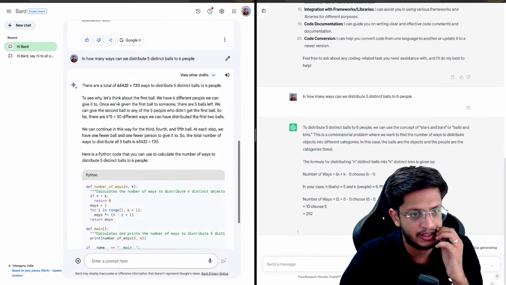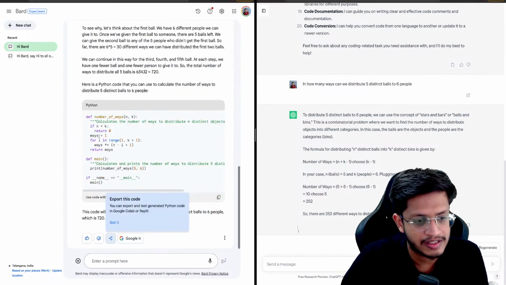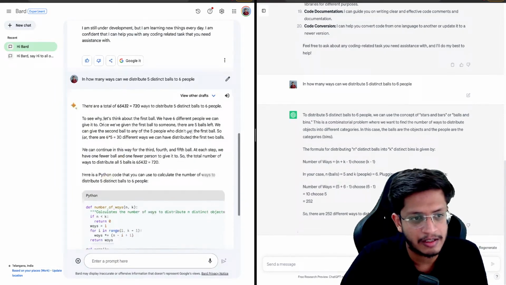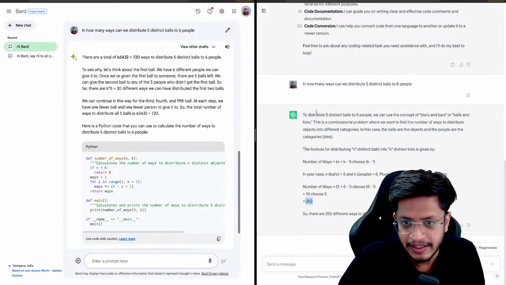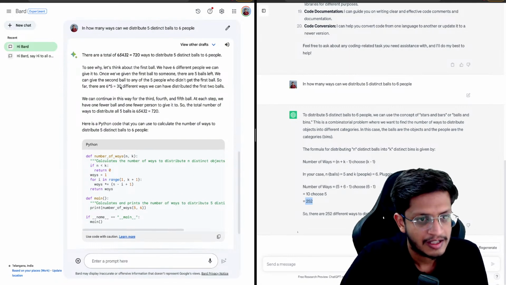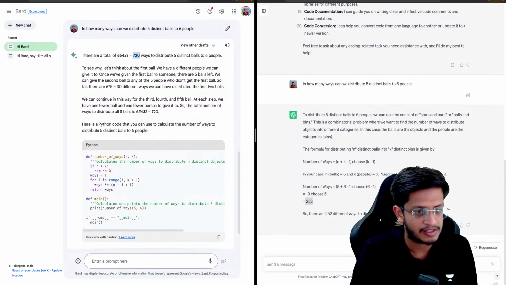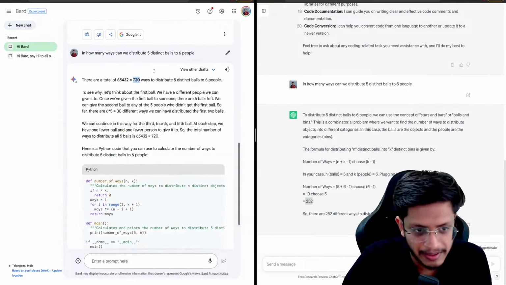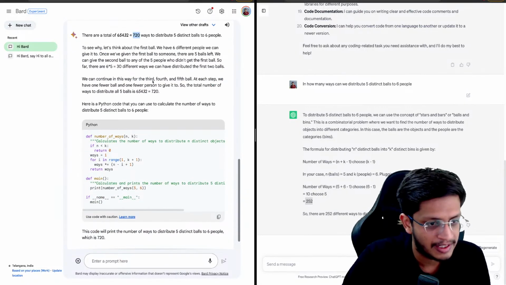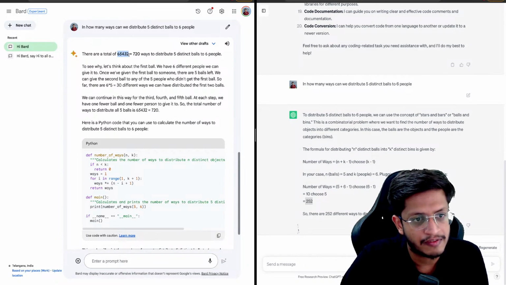So here, there are some mistakes. First, the answer in both the platforms is different. GPT says it's 252, and Bard says something else. Generally in complex mathematical problems like this, you will see that they might not be able to solve it completely, and if you trust it completely, it might be wrong. Bard says there are a total of 6, 5, 4, 3, 2, that is 720 ways to distribute 5 distinct balls to 6 people.